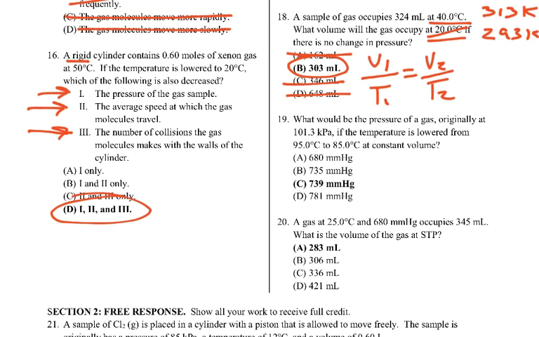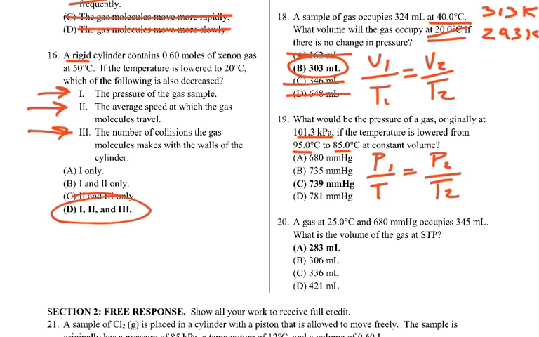19, what would be the pressure of a gas originally at 101.3 kPa if the temperature is lowered from 95 to 85? So this is a similar problem. Again, we have P1 over T1 equals P2 over T2. And again, we can't use 95 and 85. We're going to have to put those into Kelvin before we substitute them in. And it's going to be a little bit less.